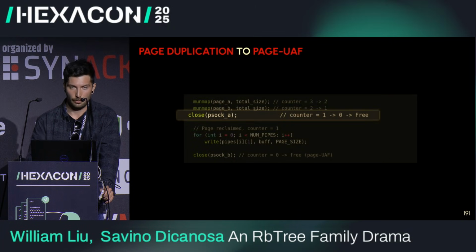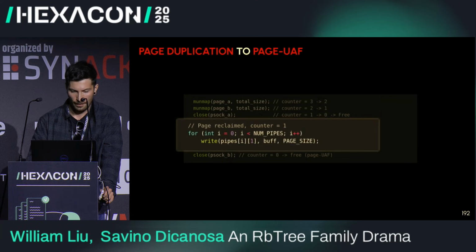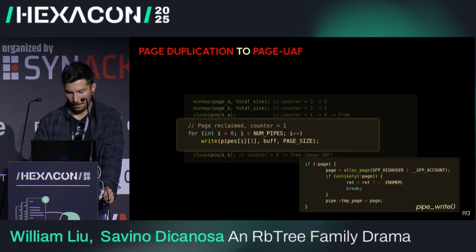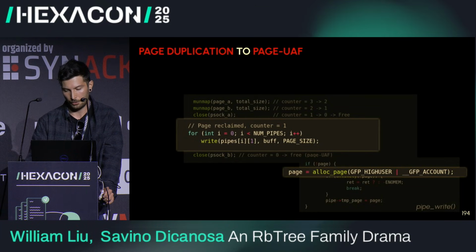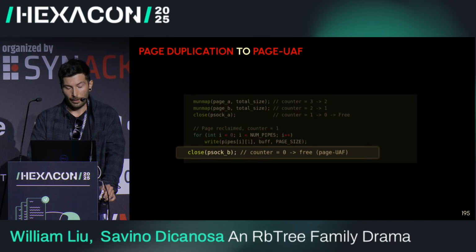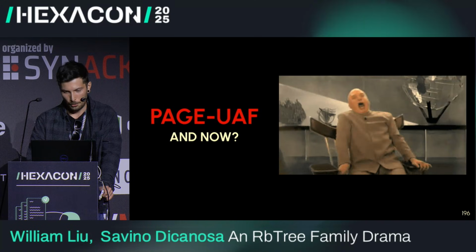Then we close the first packet socket, and this will free the first page vector. Then we reclaim the page by writing to 2 pre-allocated pipes. And as you can see in pipe write in the kernel, we have this very nice function here, alloc page. So the page is basically reclaimed. And finally, we close the second page vector. And this will cause the actual page use after free.